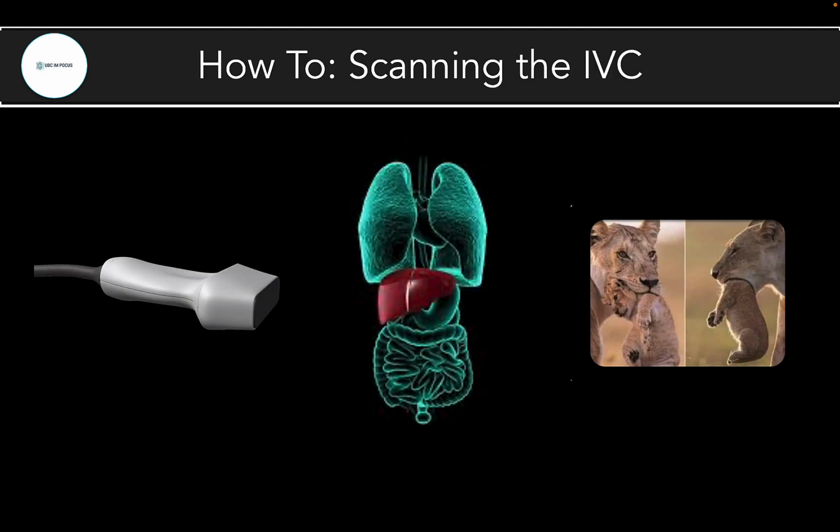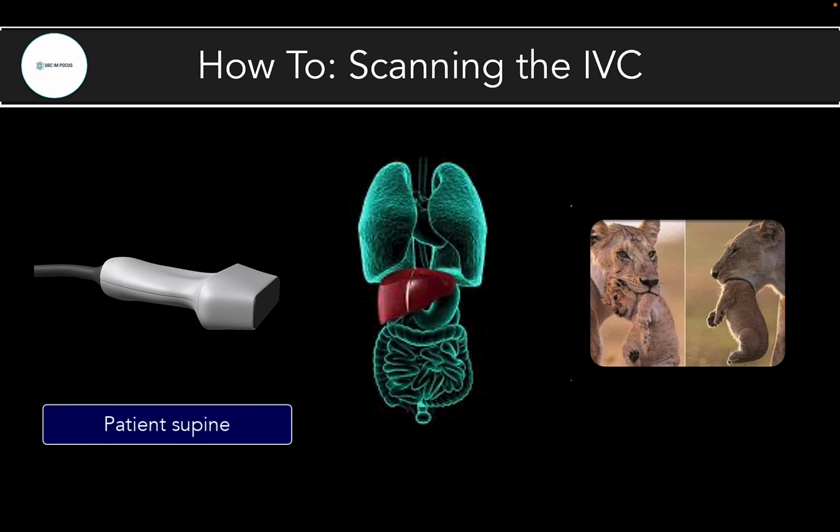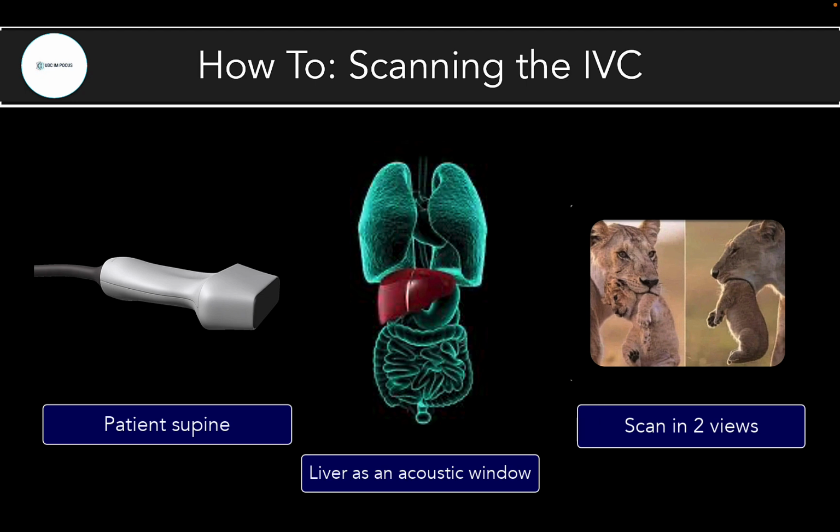Okay, so let's get into the nuts and bolts of how to scan the IVC. There are a few options here, as we'll see in the next slide. Now, generally speaking, you're going to want your patient supine, often with their knees bent, as this can help relax the abdominal musculature. In all of our views, we're going to be using the liver as an acoustic window because ultrasound beams travel very well through the liver. And we are also going to want to obtain multiple views of the IVC, specifically both short axis and long axis views, as this will give us the most complete information.